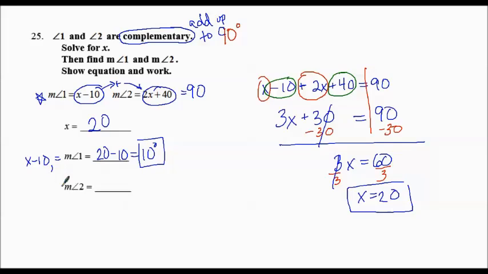And then the measure of angle 2, it says here that it's 2x plus 40. 2x plus 40 is the measure of angle 2, so substituting the value of x, which is 20, 2 times 20 plus 40, I get 80 degrees. So these are all our final answers.